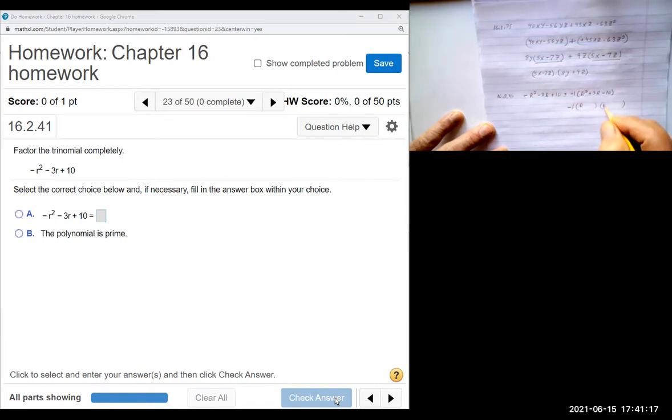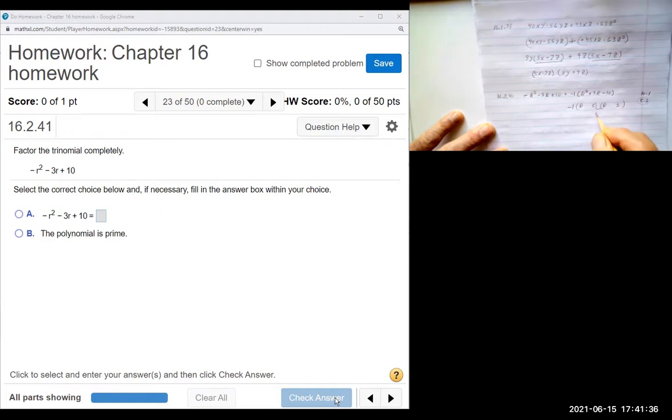So r and r are factors of the first term. For 10, the factors are 10 times 1 and 5 times 2. Which pair would either add or subtract to give me the middle term of 3? It's 5 and 2.